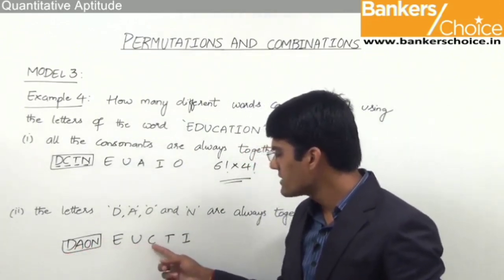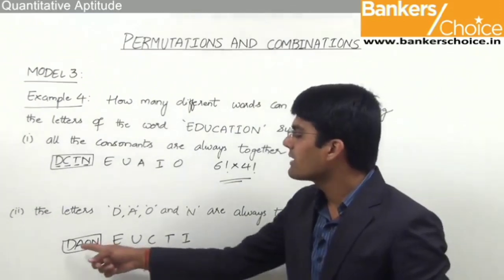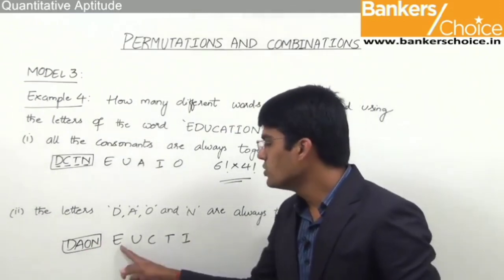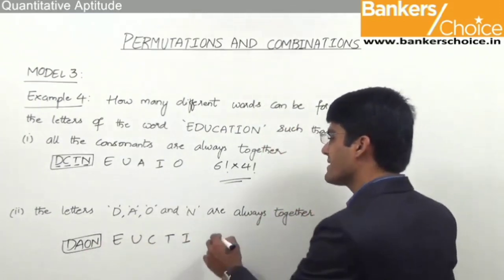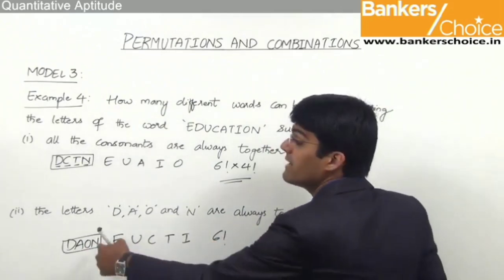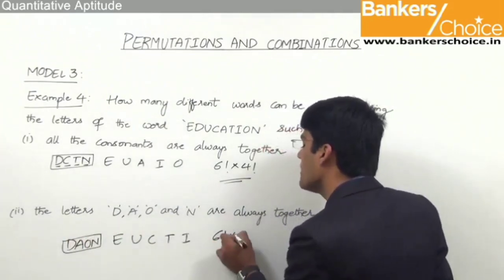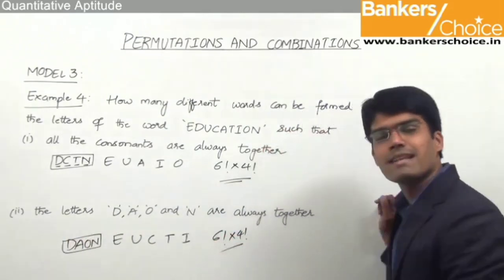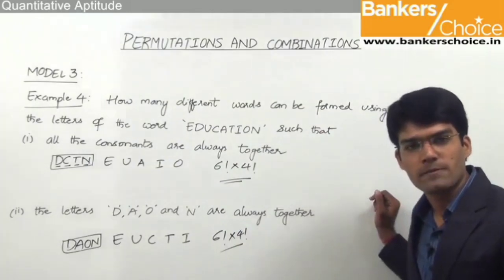Then remaining are E, U, C, T, T and I. So these are the total number of letters: 1, 2, 3, 4, 5 and 6. Six letters can be arranged in 6 factorial ways. Internally, these 4 letters can be arranged in 4 factorial ways. So again we say that the answer is 6 factorial into 4 factorial.